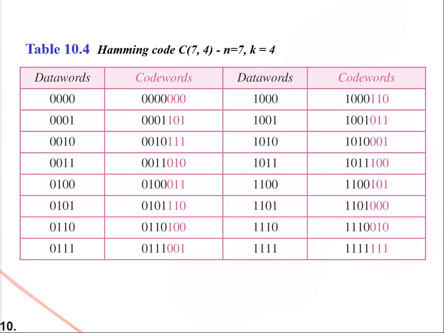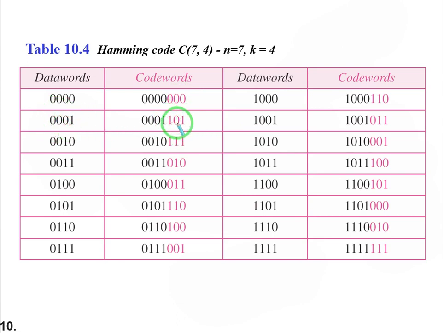So let's come to the table. Now coming to table 10.4, the Hamming code is C(7,4). So n is equal to 7 and k is equal to 4. How many extra bits do we need to add here? 3. So this is our data word and we have a code word. How many extra bits do we need to add? 3. So it's up to you now to make your code even.